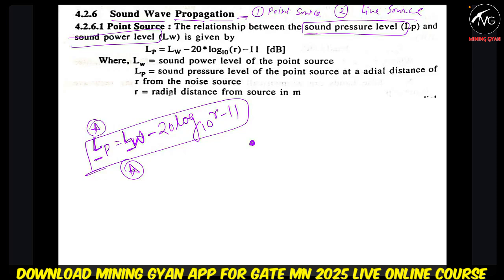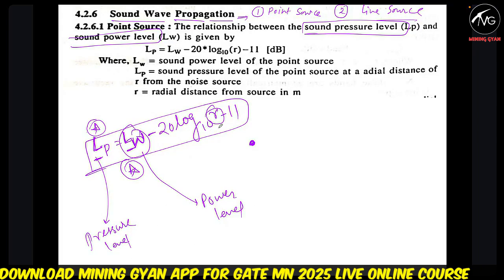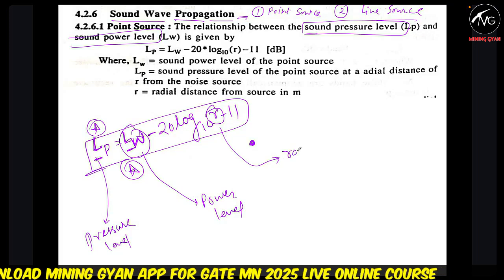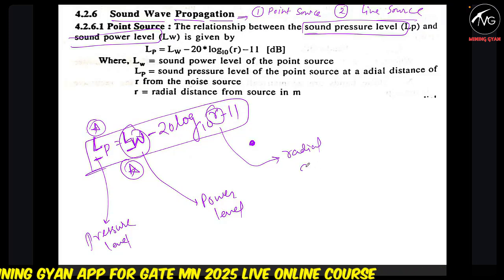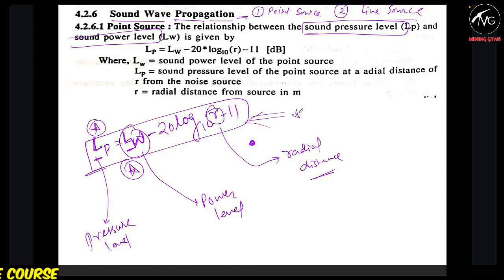So what is the sound W? This is the power level, and this is the pressure level. We are talking about the point load, okay? And what is the R? R is the radial distance. So please remember, we will see numericals on it.